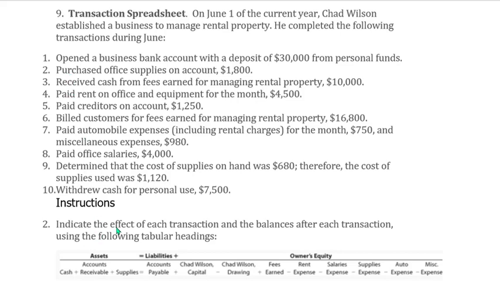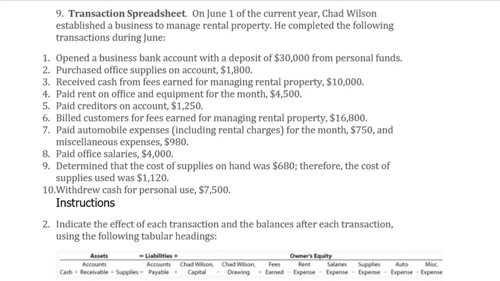The instructions are to indicate the effect of each transaction, and we're not going to do the balances because I don't have room, using the following tabular headings. So cash, accounts receivable, supplies, accounts payable, and then a capital account, drawing account, then fees earned, then rent, salaries, supplies, auto, and miscellaneous expense.